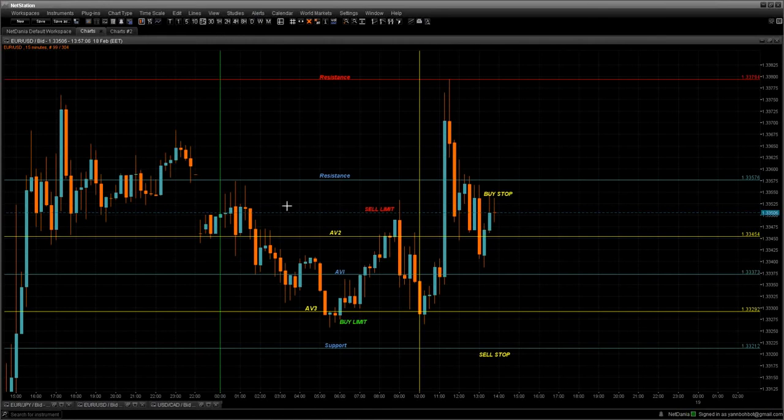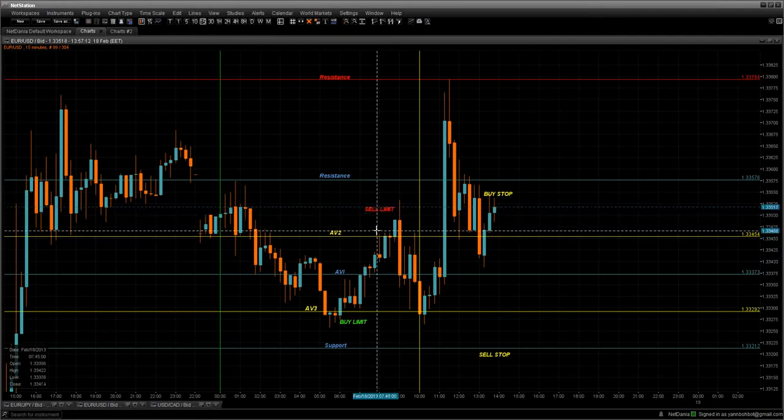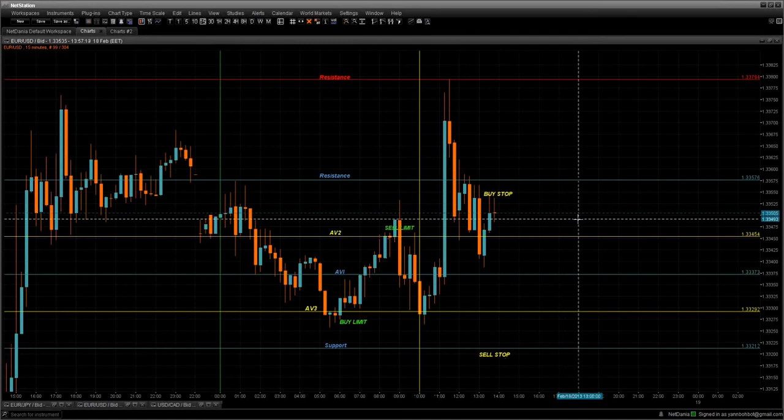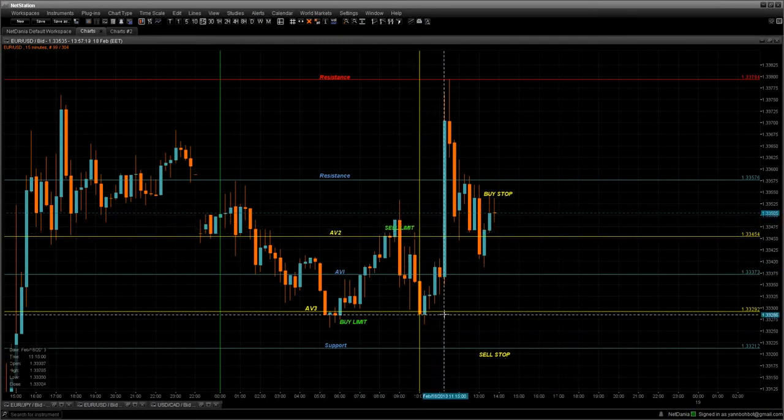It broke average 1, expected to go back down. It breaks average 2, put a rate a bit higher than average 2. Let's say, for example, 1.33465. Your position is automatically opened. Sell limit goes back down to average 3. This is your stop loss, your take profit.